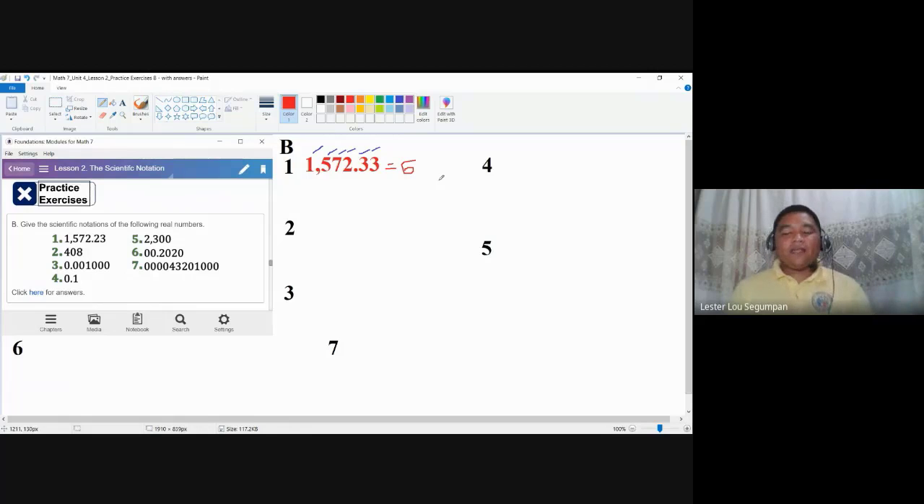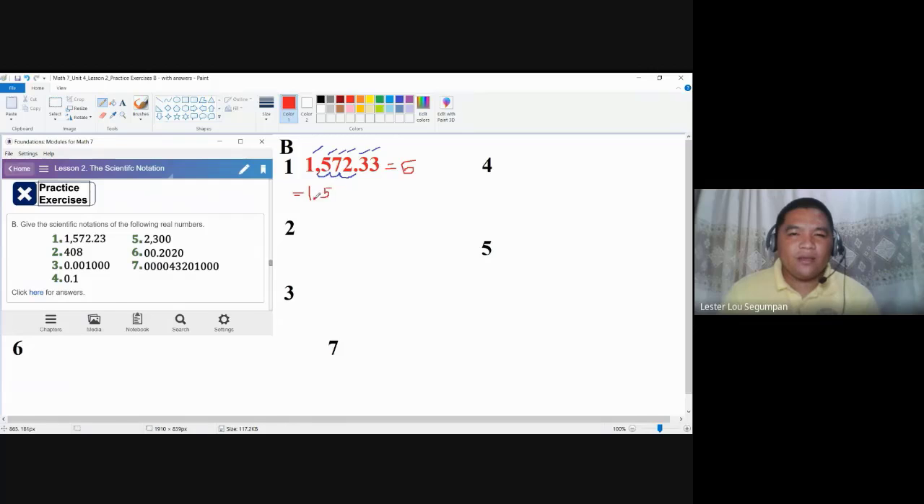But how do we write numbers in scientific notation? First, we need to create an expression wherein we only have one value for an integer and the rest may be decimal places. In short, instead of 1,572.33, we need to make this 1 point something. So 1 would be our integral value and the remaining numbers would all be in decimal places. So we are going to move the decimal point to the left 3 times. 1, 2, 3.